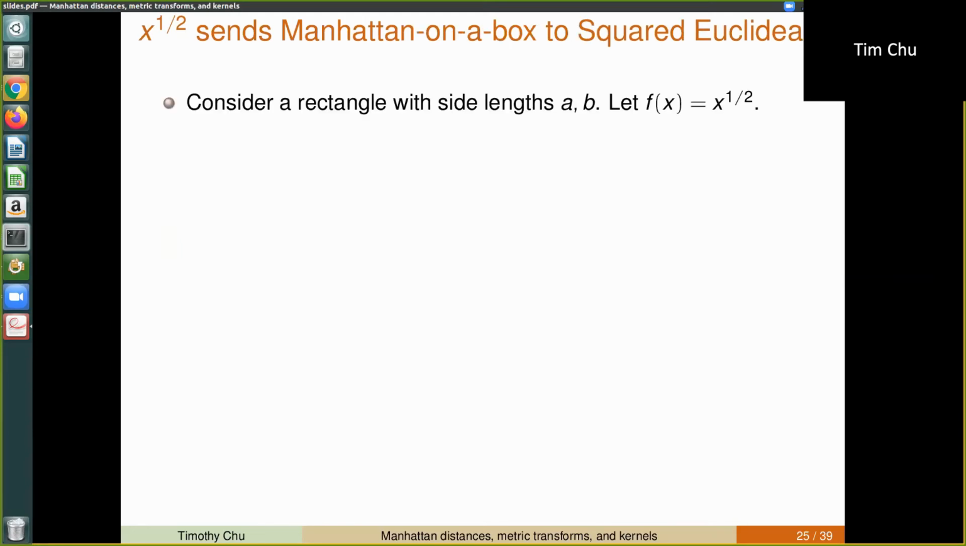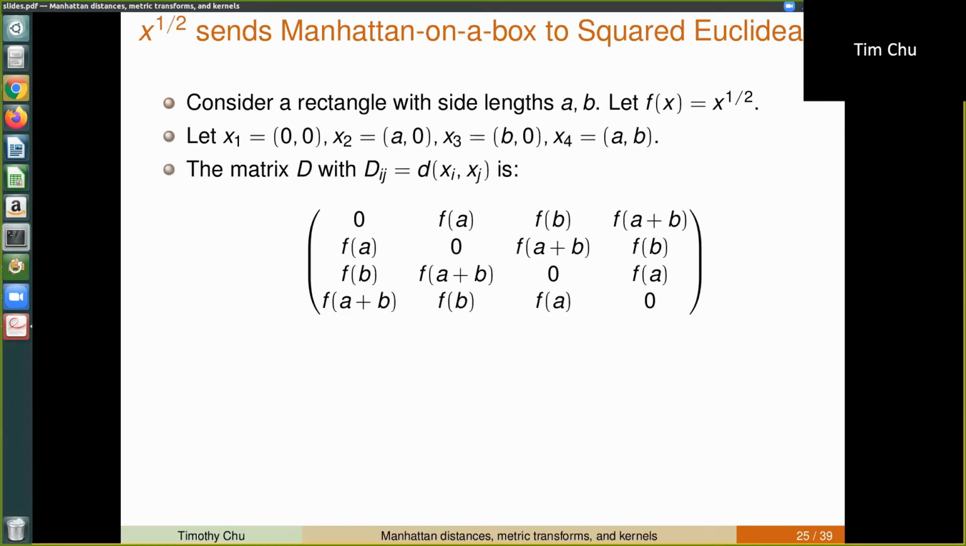So let's say we have a rectangle with side lengths a and b, and your function f is equal to square root of x. Now, I'm just going to lay down a couple coordinates. And it turns out that if we want the matrix D, where I put the ijth entry as the distance between xi and xj, it's going to look something like this. What I did was compute the Manhattan distance between every pair of points, and then apply function f. So just take my word for it that this is the matrix you get.